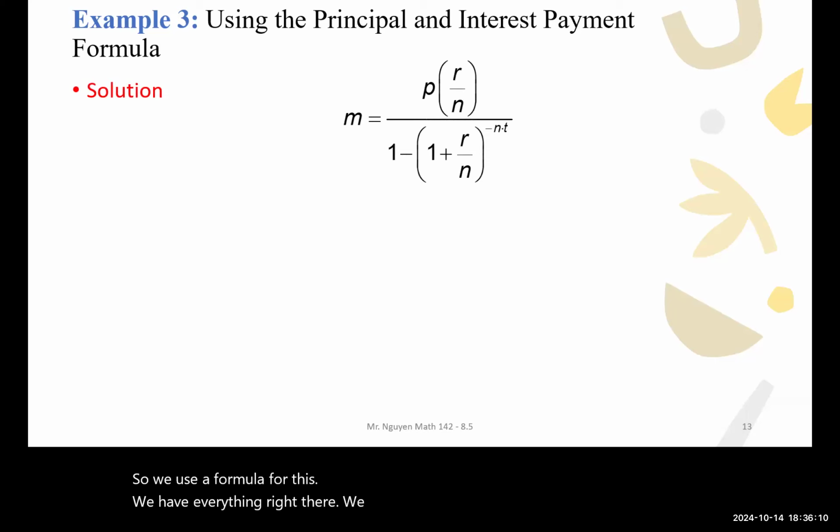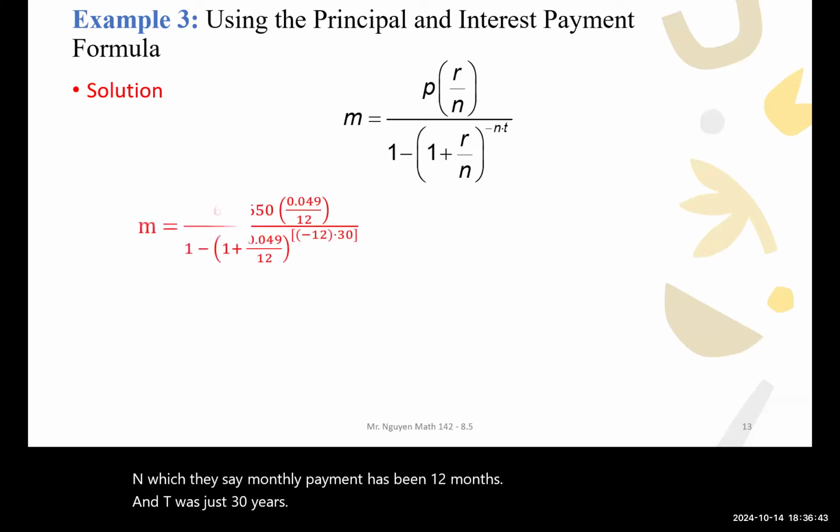P is 636,650. The R, 4.9% converted to the decimal, is 0.049. N, which they say monthly payment, means 12 months. And T is 30 years. So we just plug it in and use the calculator.